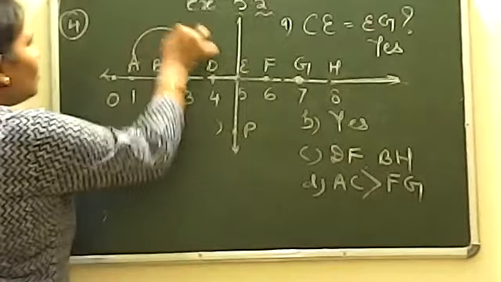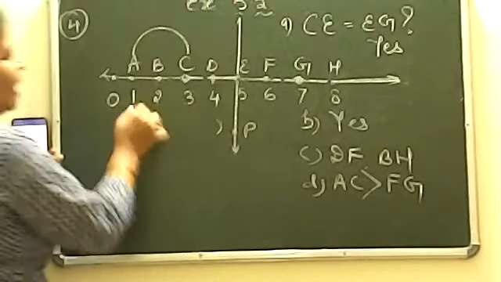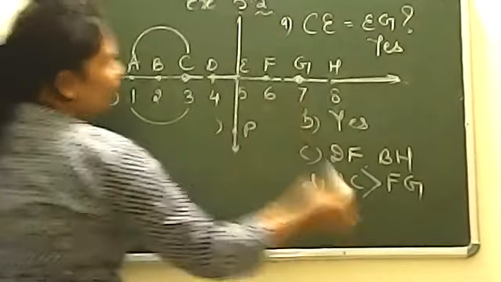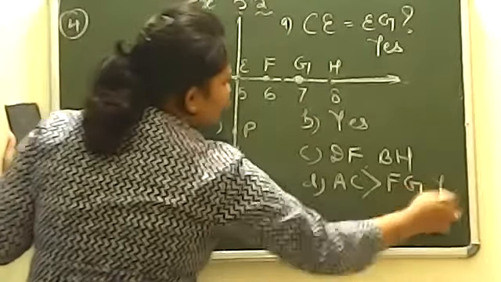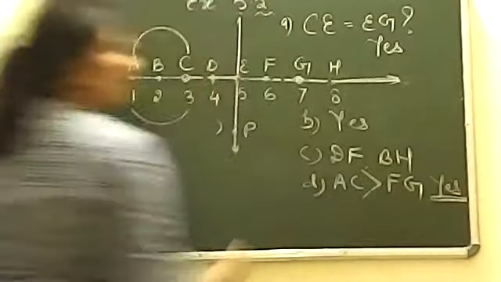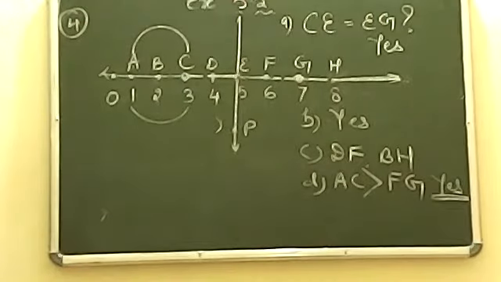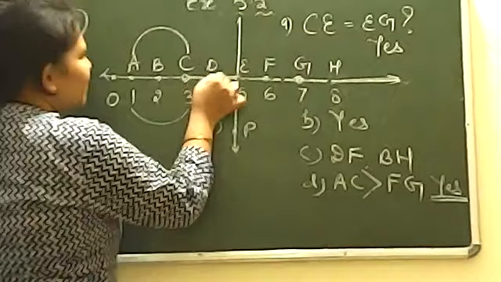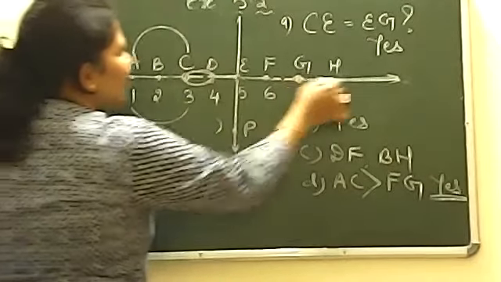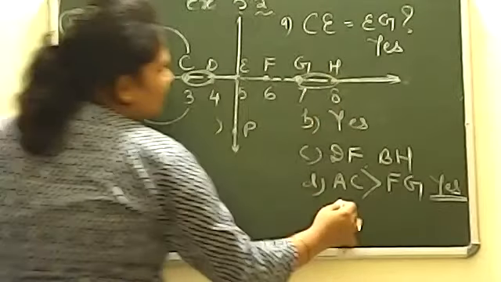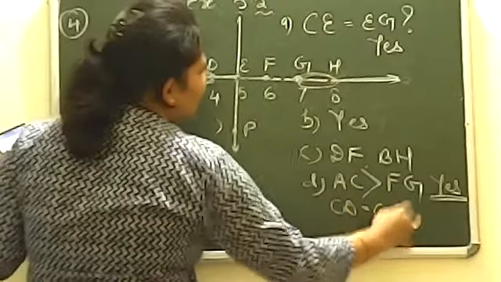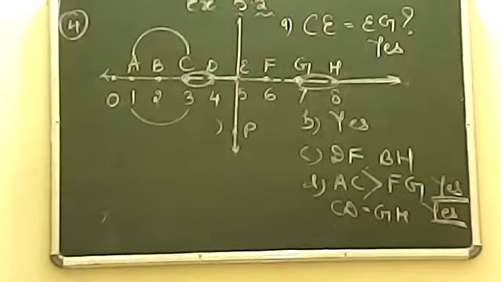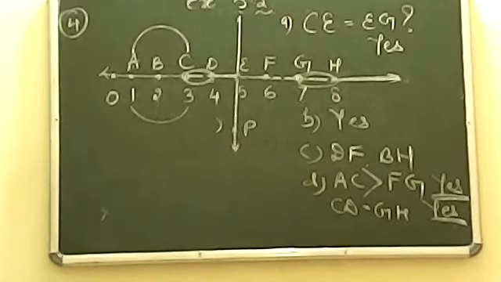Look at here. 1, 2, 3, 4. Now you have 2 unit gap. And here we have FG, only 1 unit gap. So the answer is yes. Okay, the first one will be yes, it's true. Now CD is equal to GH. CD means 1 unit and GH means also 1 unit. So the answer will be, CD is equal to GH. Answer will be again yes or true because they have the same gap between them. So this is also completed.